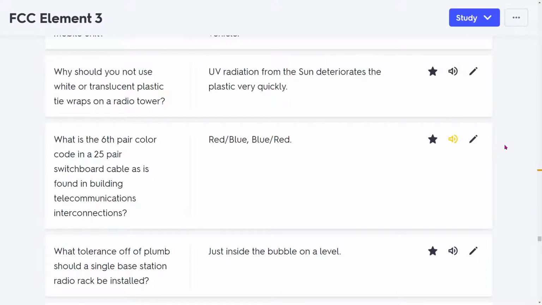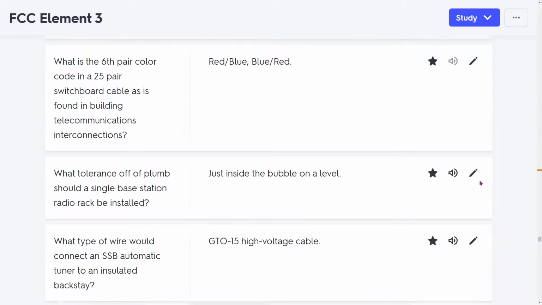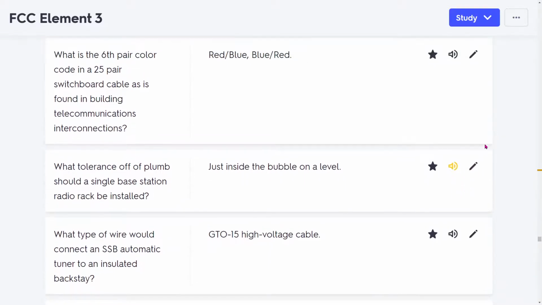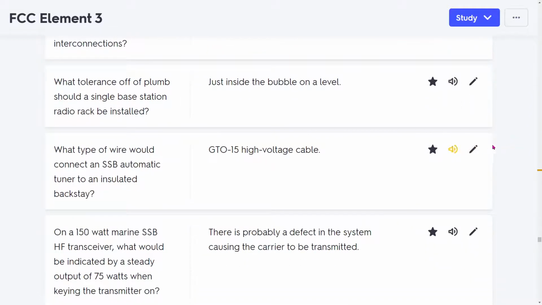What is the 6-pair color code in a 25-pair switchboard cable as is found in building telecommunications interconnections? Red, blue, blue, red. What tolerance of plumb should a single base station radio rack be installed? Just inside the bubble on a level. What type of wire would connect an SSB automatic tuner to an insulated backstay? GTO 15 high voltage cable.